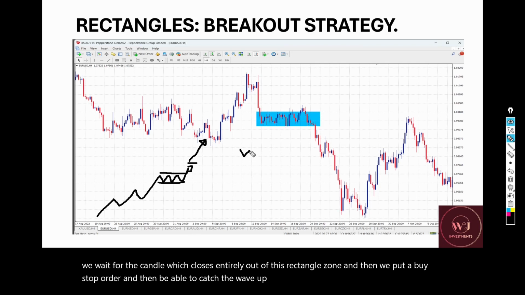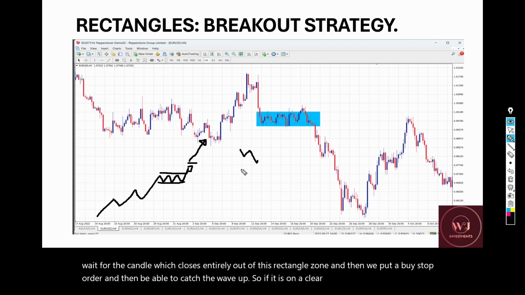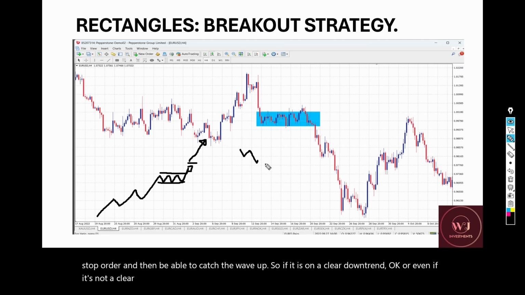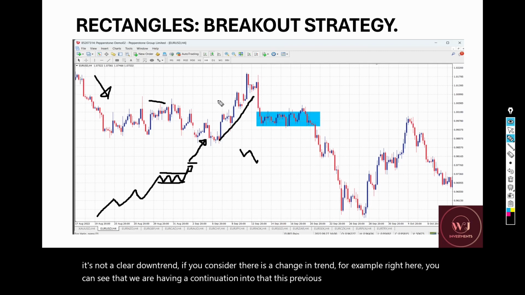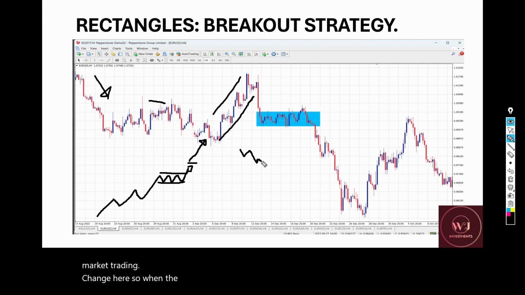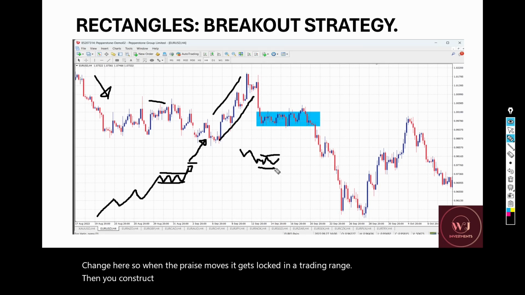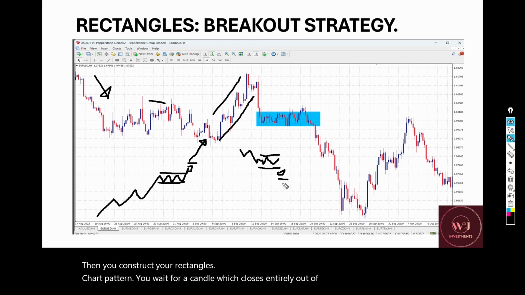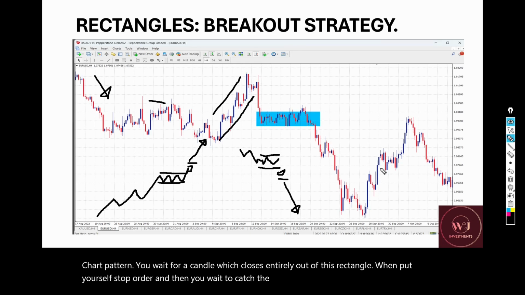So if it is on a clear downtrend, or even if it's not a clear downtrend, if you can see that there is a change in trend, for example, right here, you can see that we are having a continuation into this previous trend. So irrespective of this market trying to change here, when the price moves, it gets locked in a trading range. Then you construct your rectangle chart pattern. You wait for a candle which closes entirely out of this rectangle, then put your sell stop order, and then you wait to catch the wave down. So the stop loss, you know how we do our stop losses on this channel.